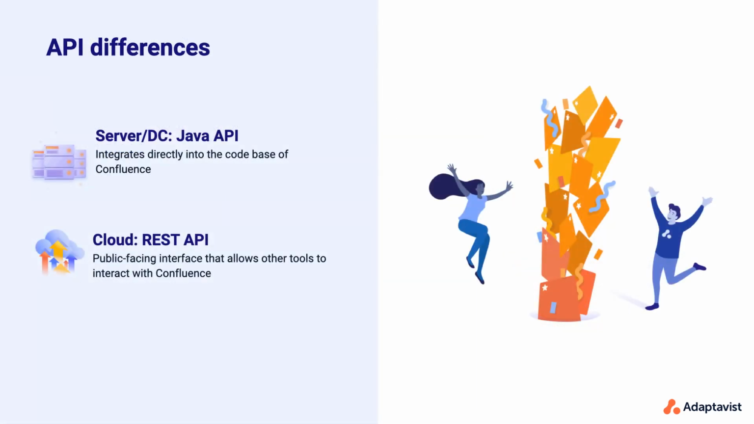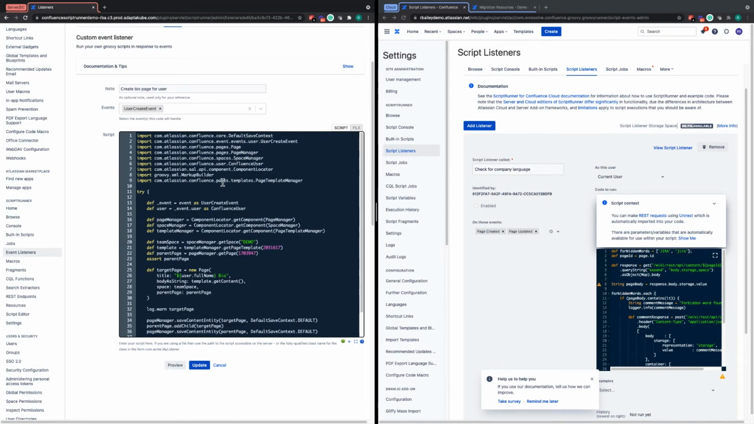The other technical element that is the major difference between cloud and server or data center is the ability to write scripts using specific APIs. So when you build an add-on in your data center or server instance, if you are a company building an add-on, you are able to interact directly with the API of that product, so the Confluence Java API. So you can see here on my scripts in data center, I'm using the component locator to get the page manager, which then has a function get page, and then I can do things like save content entity. This is all using the Confluence Java API.